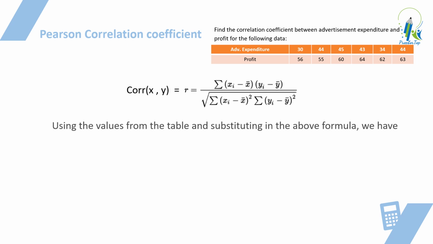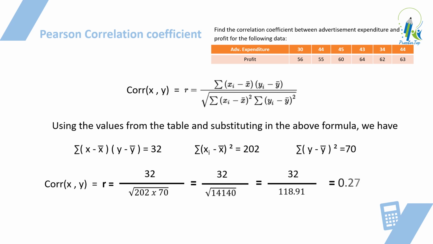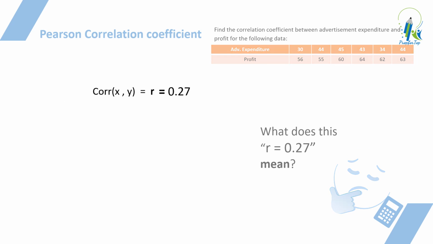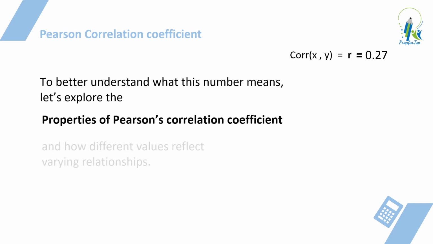Using the values from the table and substituting them into the formula, R equals 0.27. What does this R equals 0.27 mean? To better understand what this number means, let's explore the properties of Pearson's correlation coefficient and how different values reflect varying relationships.